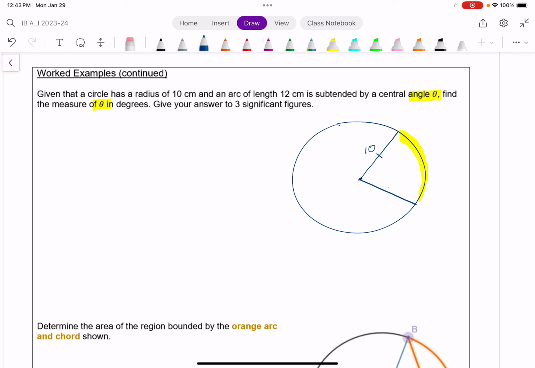And so these are both the same. So I don't know the angle, but I know the arc. And so I'll label that. All right, so I can now figure this out using essentially that same proportion as before.